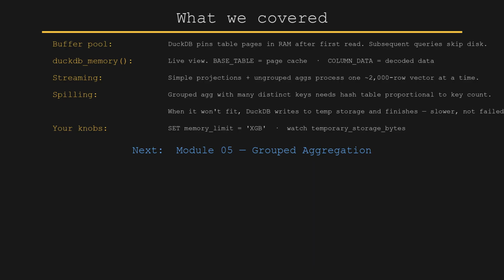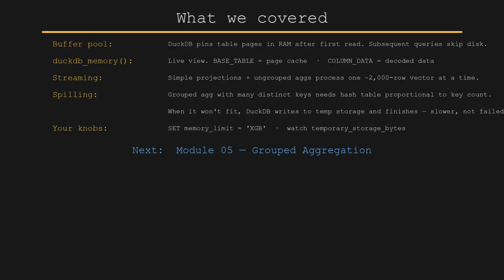Let's land this. DuckDB caches table pages in a buffer pool. After the first read, subsequent queries on the same data read from RAM, no disk. Check the pool state live with DuckDB memory. Simple queries stream vector by vector, a 2000 row batch at a time, so they fit in even tight memory limits. Grouped aggregations with many distinct keys need a hash table proportional to the key count. When that hash table won't fit in RAM, DuckDB spills the overflow to a temporary file on disk. The query finishes, just slower.